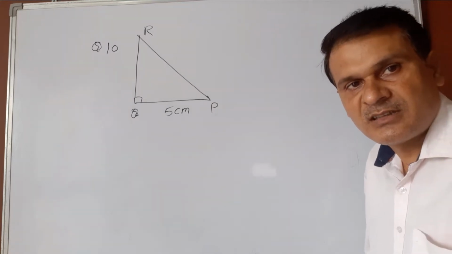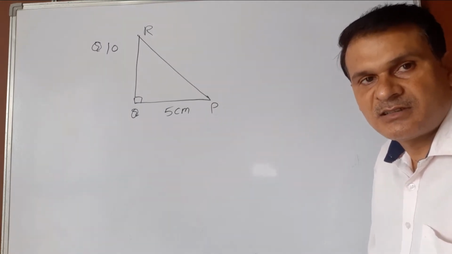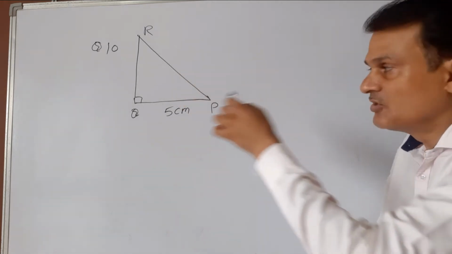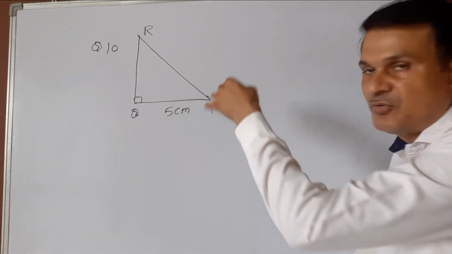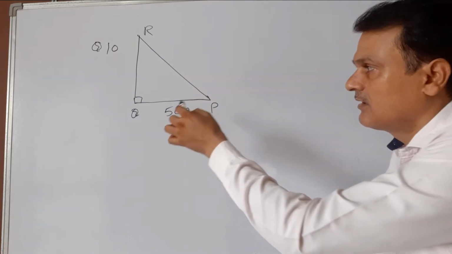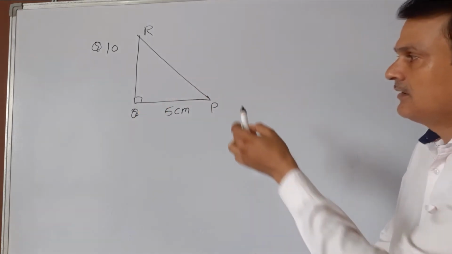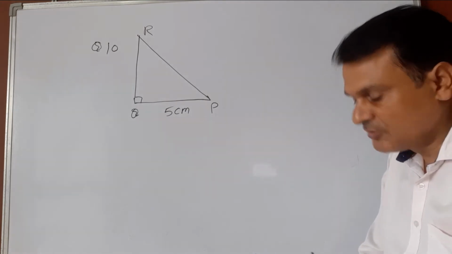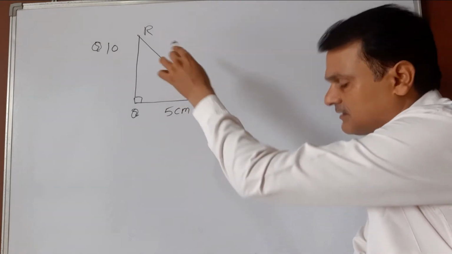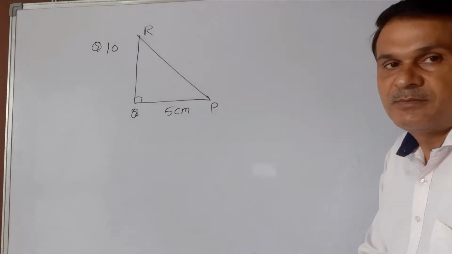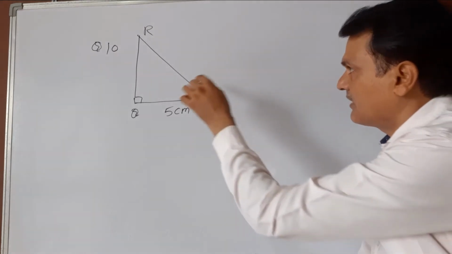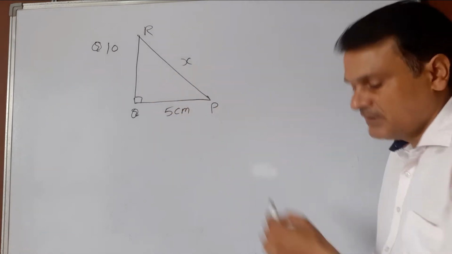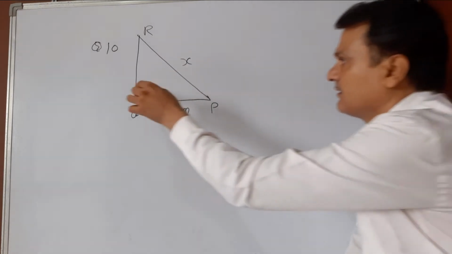Welcome once again. Exercise 8.1, class 10th math, question number 10. In this question, a triangle PQR is given in which angle Q is 90 degrees, PQ is 5 centimeters, and the sum of the two sides PR and QR is given as 25. So we can let PR as X, then QR will be 25 minus X.